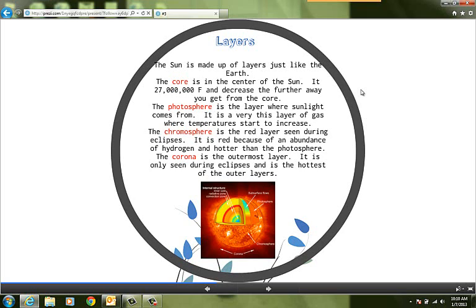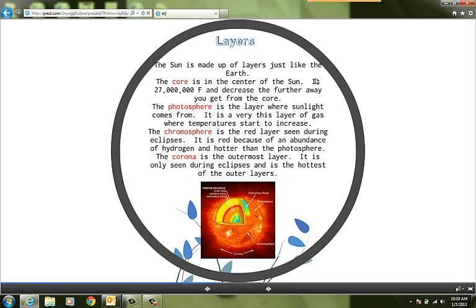So when you take a picture of the sun or when you look up at the sun, the photosphere is actually the part of the sun you're looking at. The chromosphere is the red layer seen during an eclipse. It is red because of the abundance of hydrogen, and it is hotter than the photosphere.